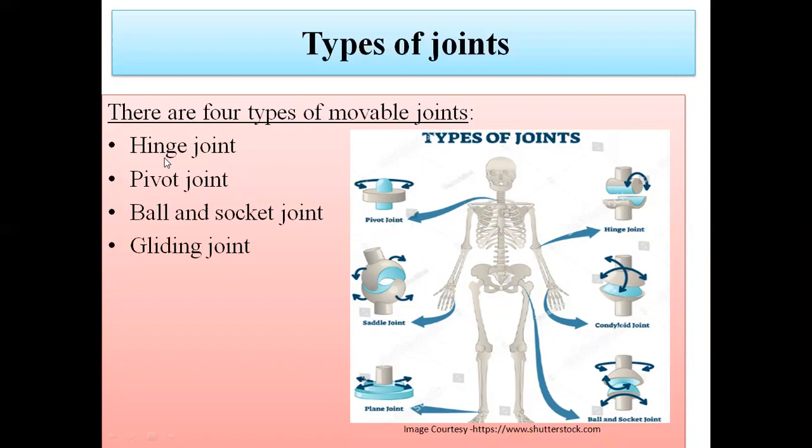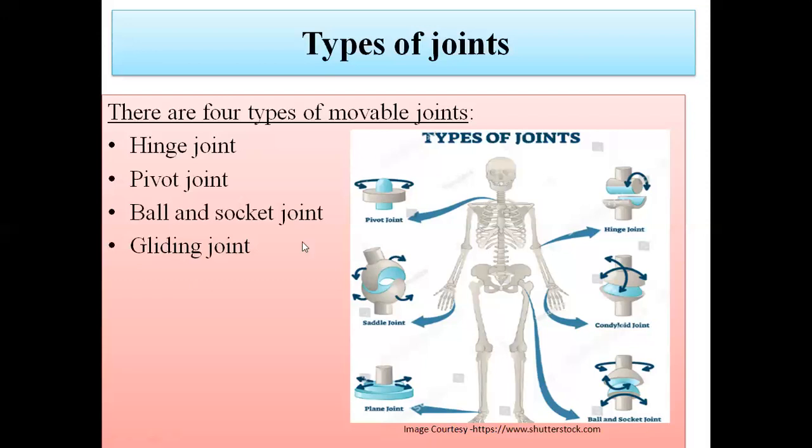Hinge joint you can see here in the arm region. Pivot joint you can see here at the neck region, at the vertebral region. Ball and socket joint you can see at the hip region. And gliding joints are also called plane joints. They are present at the ankle region. So these are the four main movable joints present in the human body.